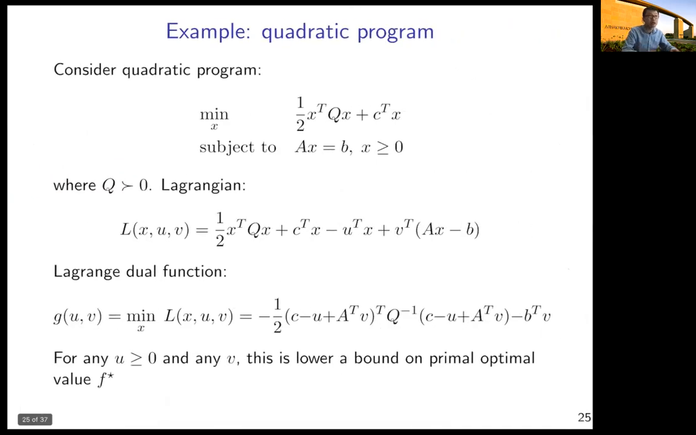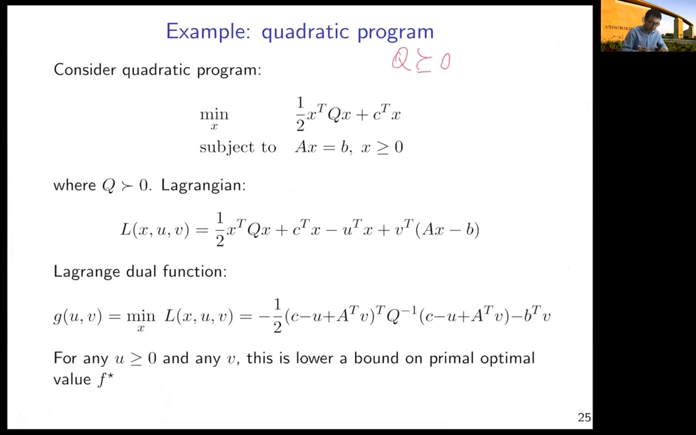Okay, let's take some time to work out a few examples of how we derive the dual and what this Lagrange dual function looks like. Let's start with the simplest of them all: a quadratic program where we want to minimize a convex objective function, which requires this Q to be positive semi-definite.